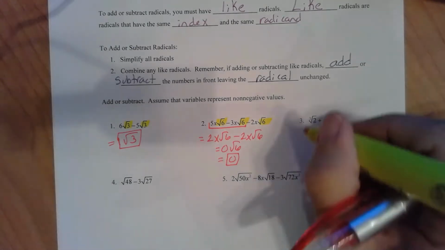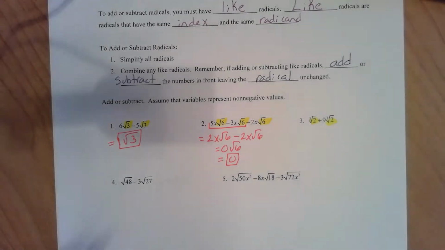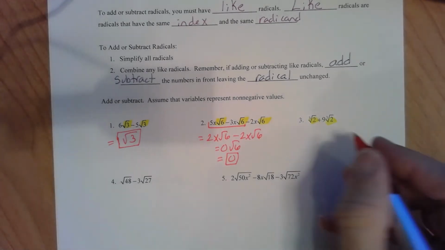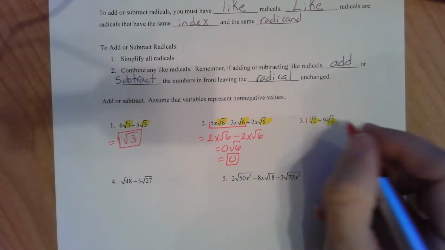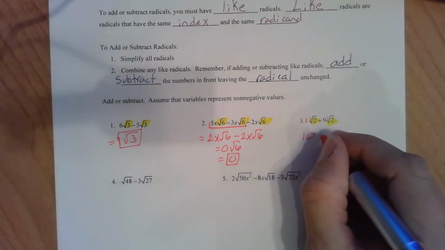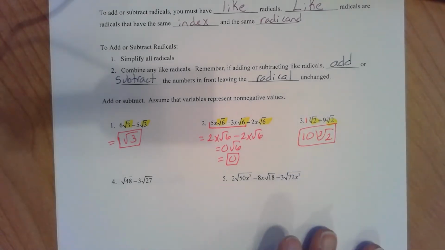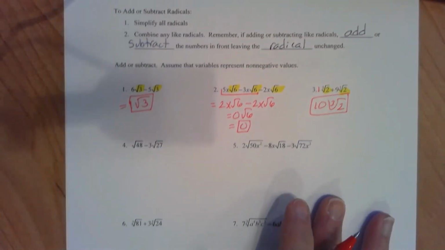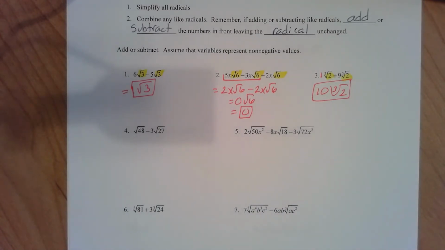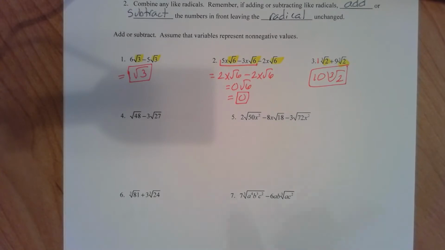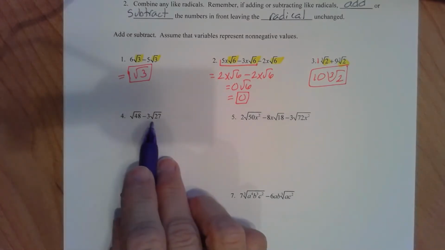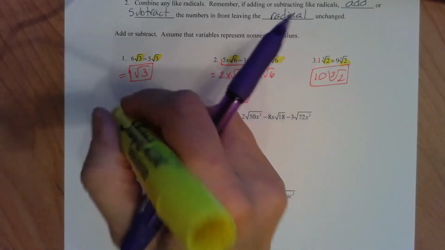So on number 3, do we have the same radical? Yep, so we can add or subtract the numbers in front. There's a 1 in front of this radical, so 1 plus 9 is 10, and leave the radical unchanged, so we get 10 cubed root of 2. So those are already pretty straightforward because we already had the same radical. But now look at number 4. We have the square root of 48 minus 3 times the square root of 27.